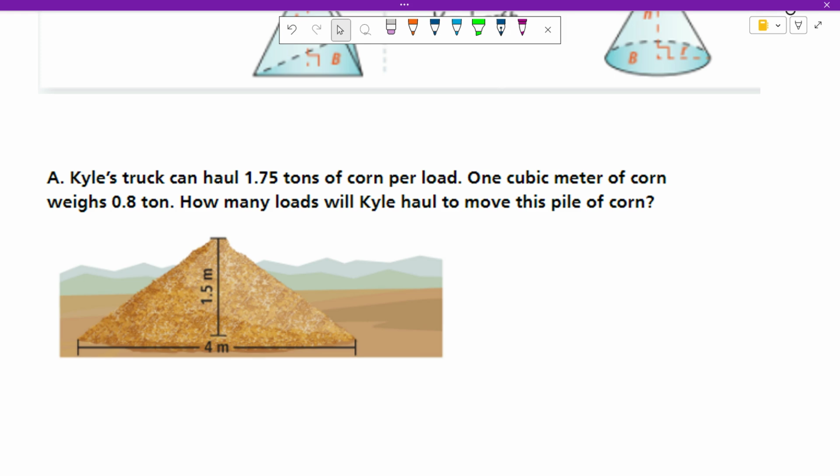Okay. All right. So, what do you think we have to do? We know how much his truck can haul. We know how much corn weighs. But what do we have to do to this? Figure out how much corn there is that he has to haul away. Because they just dumped it on the ground because they didn't have any room in the grain bin. So they dumped it on the ground for now, but now they're going to haul it off to the elevator.